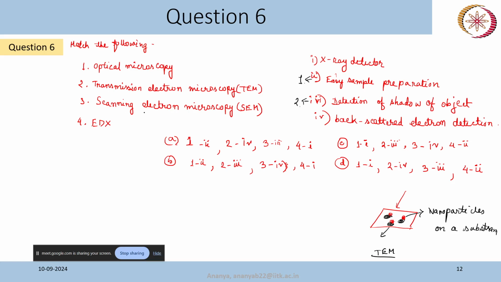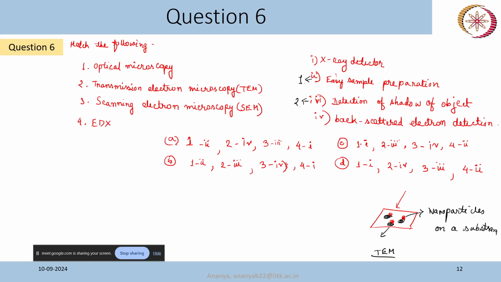Okay. Next is scanning electron microscopy. I have discussed SEM in the beginning of this session. In SEM, we can do the imaging either by secondary electrons or by backscattered electrons. What backscattered electrons and secondary electrons are, I have already discussed. You can go back and look, I will share these slides with you. So you already know what secondary electrons and backscattered electrons are. Those are used for imaging in case of SEM.